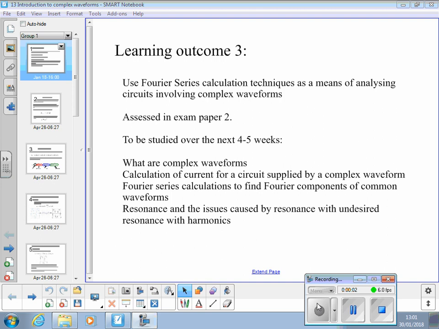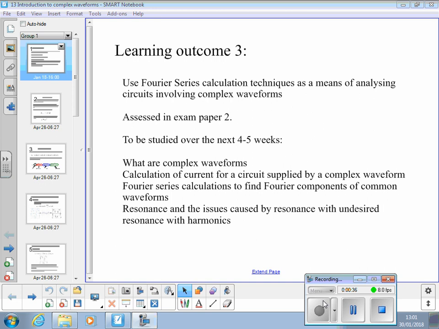So what we do now is reconvene to do learning outcomes 3 and 4, which will be assessed in the paper 2 examination in May. Learning outcome 3 says you're going to need to be able to use Fourier series calculation techniques as a means of analysing circuits involving complex waveforms.